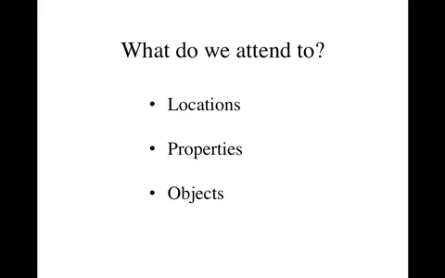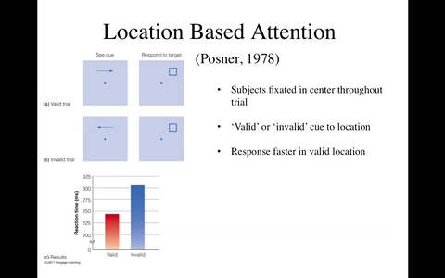Then we discussed what types of things we can pay attention to, and we talked about three basic ones: locations, properties, and objects. We discussed Posner's famous 1978 experiment showing that people can pay attention to locations, and they can do so in a covert kind of attention task. And you guys did a cog lab on this. People would look at a central fixation and maintain fixation throughout. They wouldn't move their eyes and were given a cue, and the cue was either valid or invalid. What valid meant is that on valid trials, there would be some target that would show up in the location that the cue was pointing to.